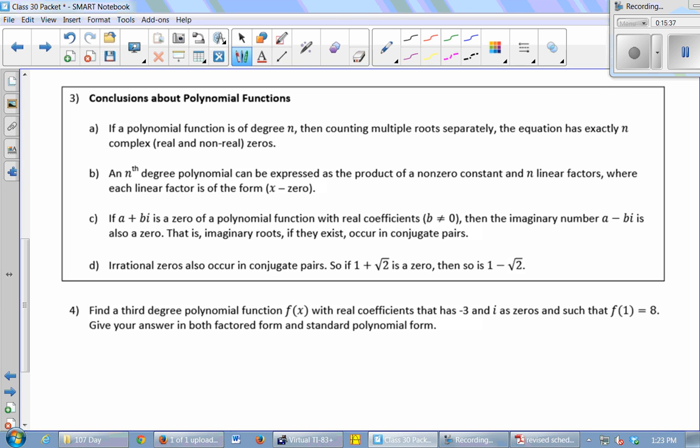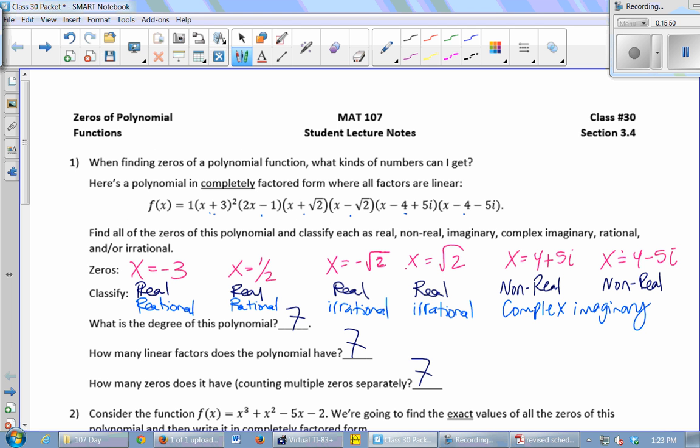Irrational zeros and imaginary zeros both occur in pairs. We call them conjugate pairs. A plus bi, its conjugate pair is a minus bi. So they'll occur in pairs, like in my first example up here. I had 4 plus 5i and 4 minus 5i. They come together.